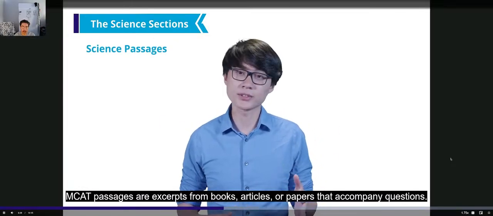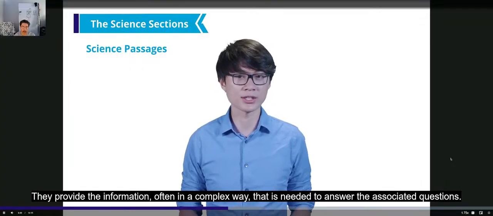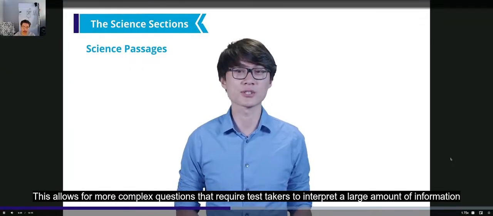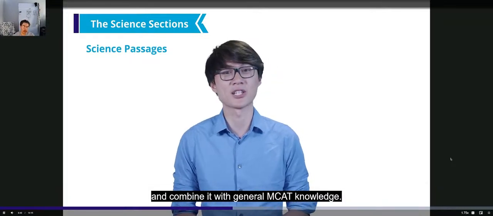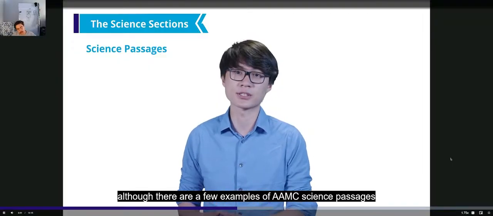MCAT passages are excerpts from books, articles, or papers that accompany questions. They provide the information, often in a complex way, that is needed to answer the associated questions. This allows for more complex questions that require test takers to interpret a large amount of information and combine it with general MCAT knowledge. Now, science passages can range from roughly 150 to 300 words, although there are a few examples of AAMC science passages being shorter than this.